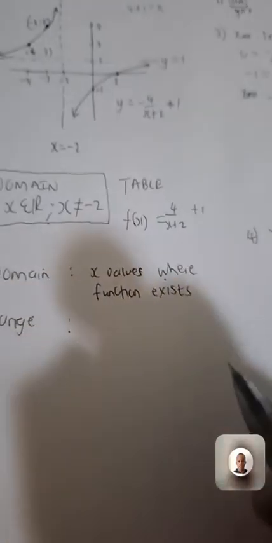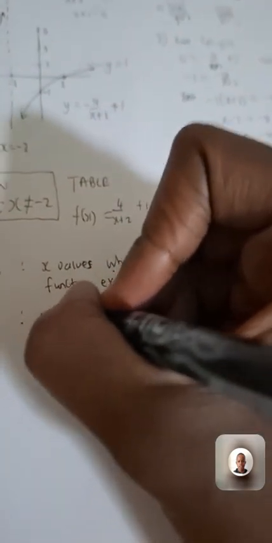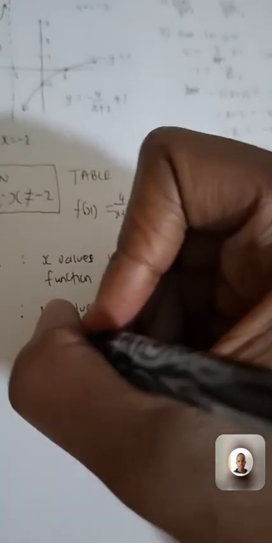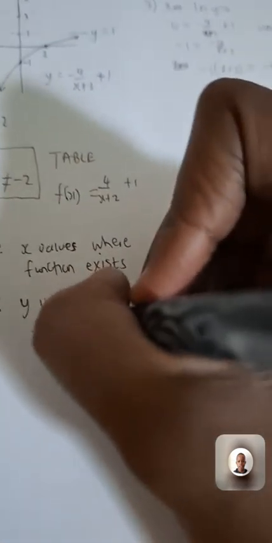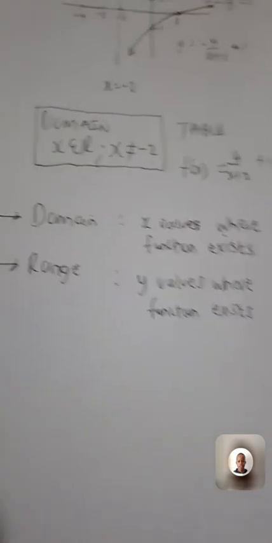Range. What is range? Okay, so it means the range is the y values where the function exists. Yo, buddy, I think you are too fast for your own good. All right, nice. So it's the y values where the function exists. You've got it down now.